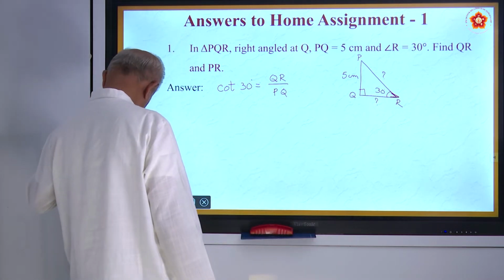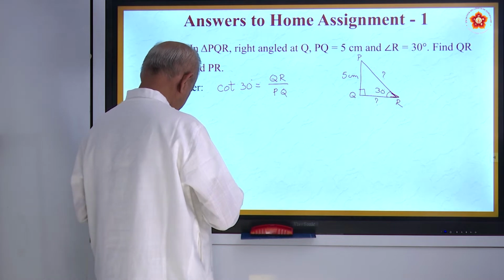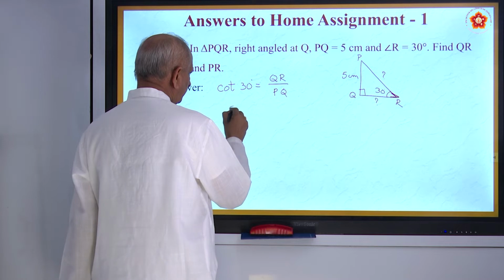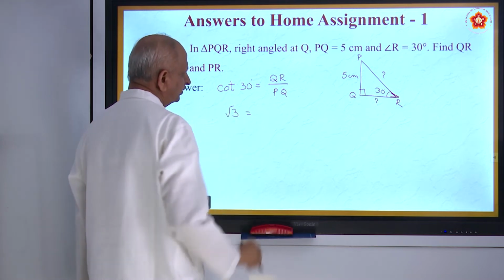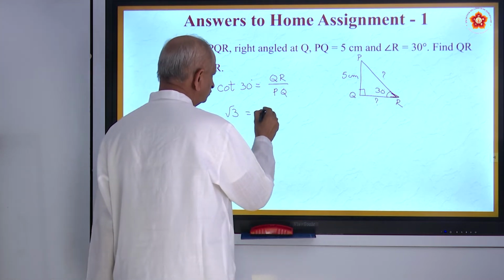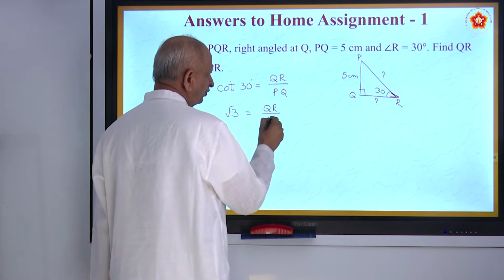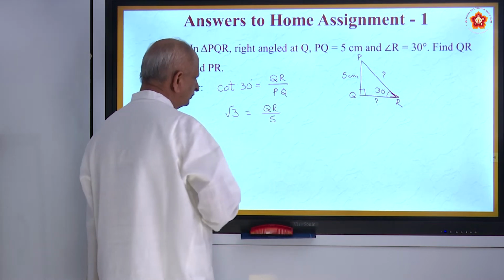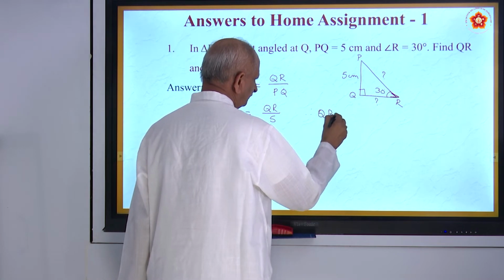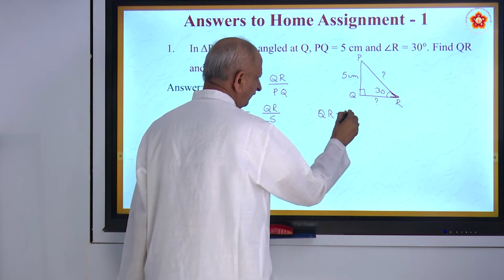What is the value of cot 30? Cot 30 is equal to root of 3. So, this root of 3 is equal to QR, we don't know, QR by what is PQ? 5. So therefore QR becomes, bring this side, 5√3.